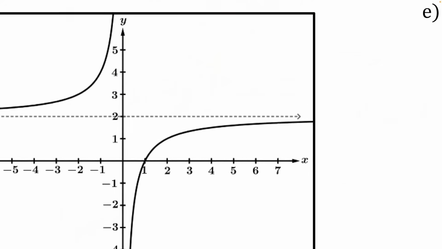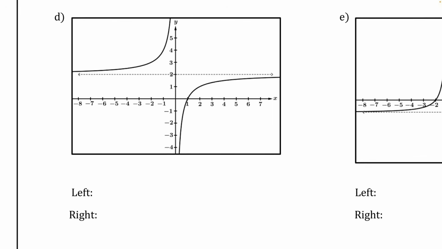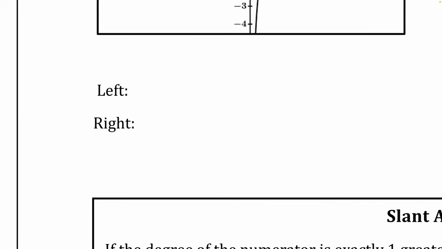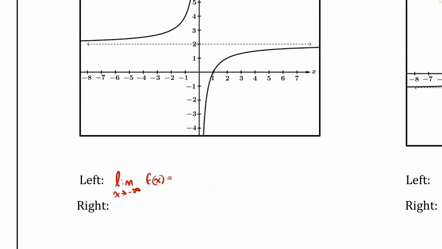All right, on to Claire. This one is just a graph. So go ahead and practice writing the limit notation. How do I write the left limit? The limit as x approaches negative infinity. Let's just call this thing f of x. I don't know what to call it. F of x is equal to what? What height do I seem to be getting closer and closer to? 2. Done.